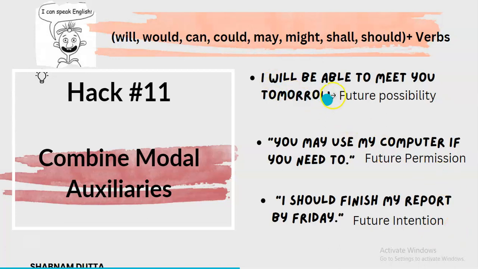Now I will give you a task here. Find out the words which actually depict that this sentence is for future possibility, this is for future permission and this is for future intention, and write them in the comment box. And yes, don't forget to note down this formula as well. It will help you to use these words properly.